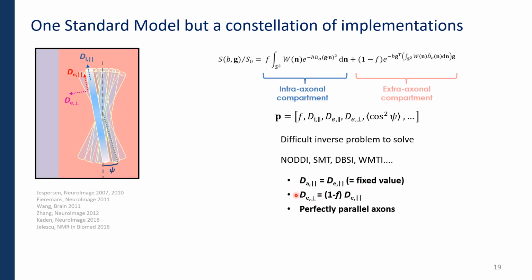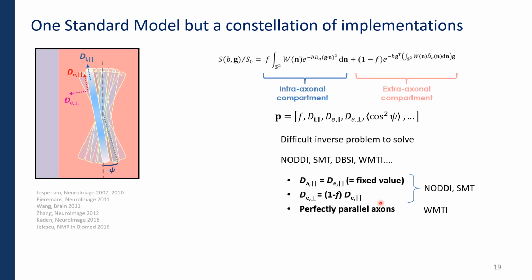The tortuosity model is also largely used that relates the extra-axonal radial diffusivity fully to the intra-axonal water fraction and the extra-axonal parallel diffusivity. Or some models get rid of the orientation distribution function, assuming the axons to be perfectly parallel. Now, all of these assumptions have been proven to be actually invalid, and these first two are the assumptions underlying NODDI or SMT. This one is the assumption underlying the WMTI.